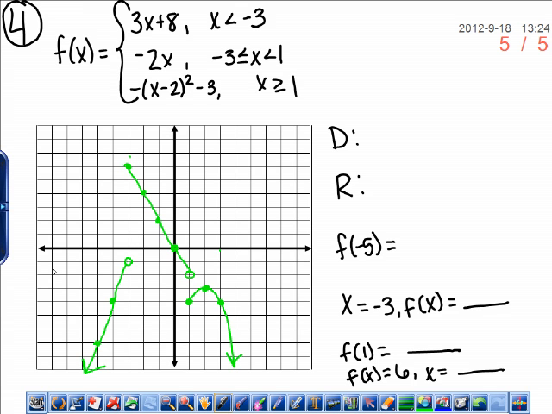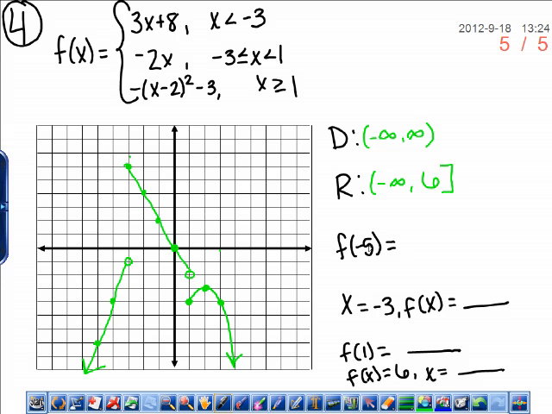Is this continuous or discontinuous? Discontinuous. But is it okay to have a piecewise that is continuous? Yes, absolutely. What is the domain? Negative infinity to infinity. And what is the range? To 6. Good.